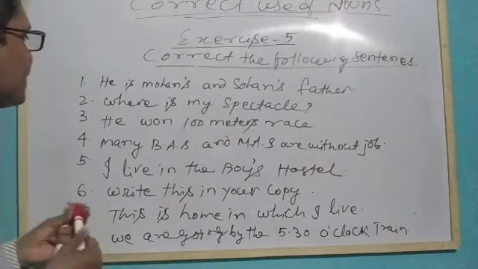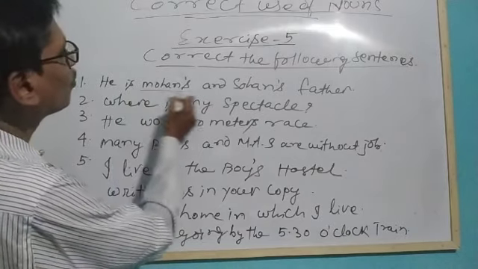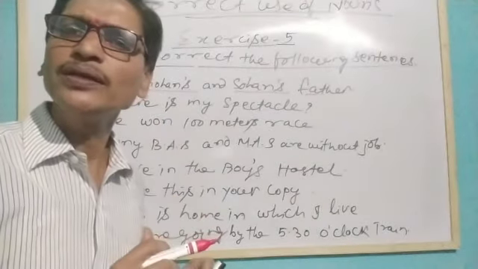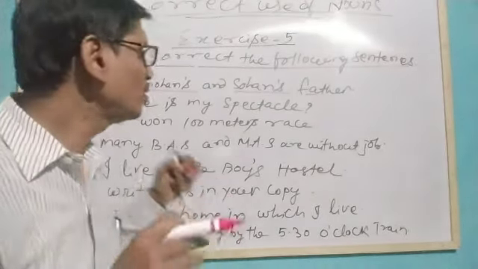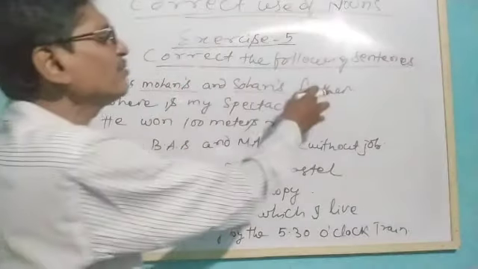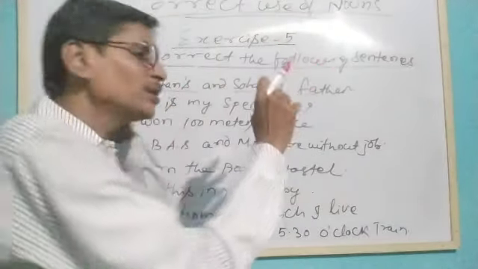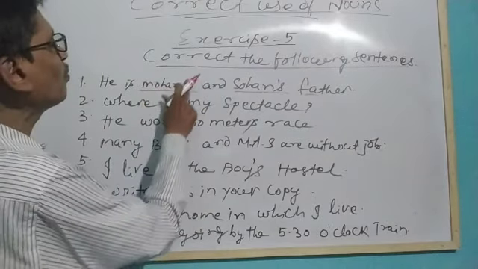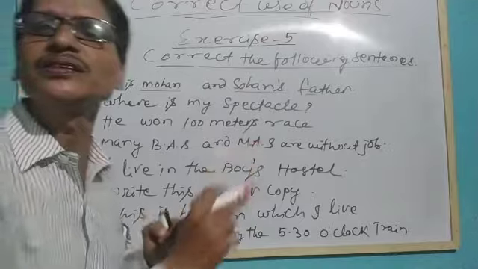Here you see in the first sentence, he is Mohan's and Sohan's father. Here father is one. We don't need to give possessive cases to either of them. It's a singular subject. He is one person. So instead of writing Mohan's over here, we can write Mohan and Sohan's father.